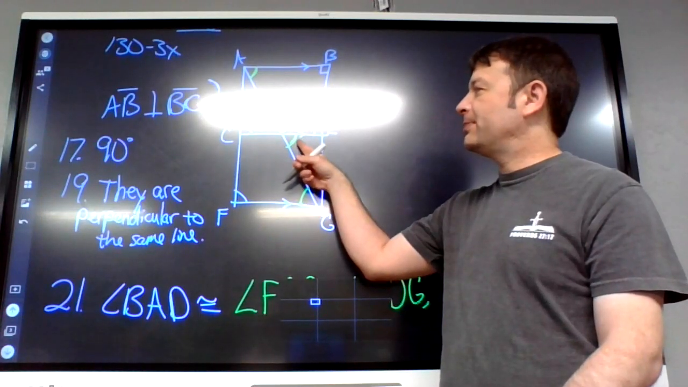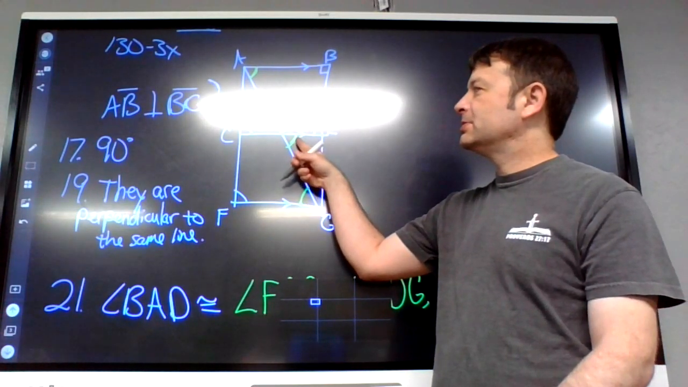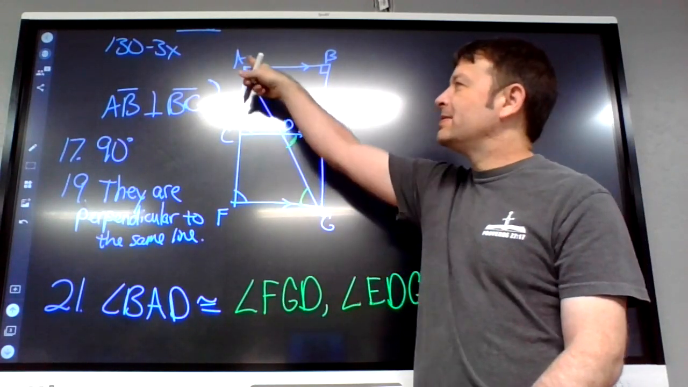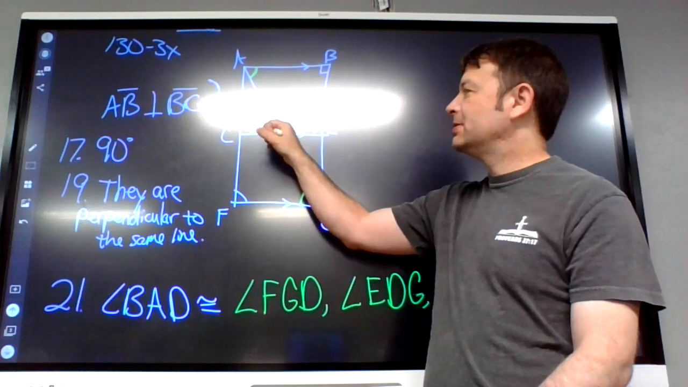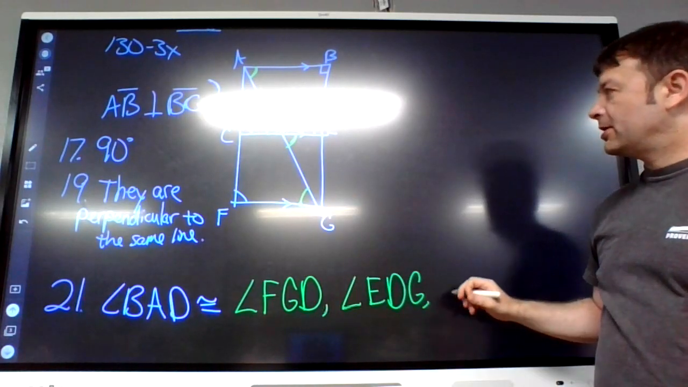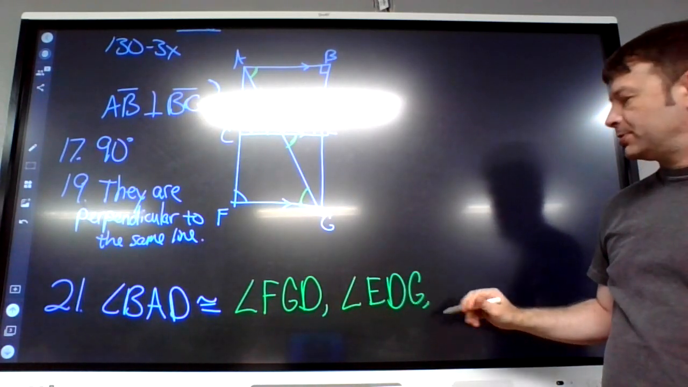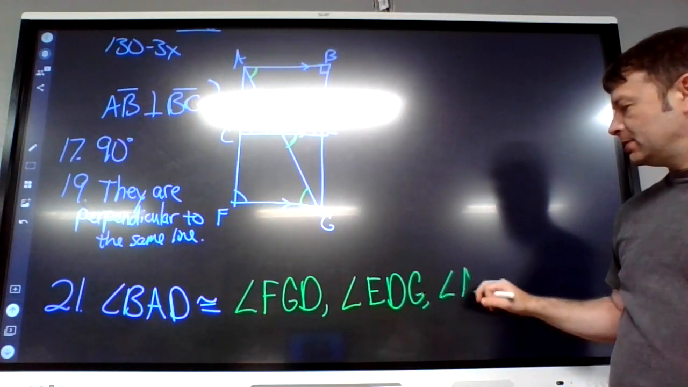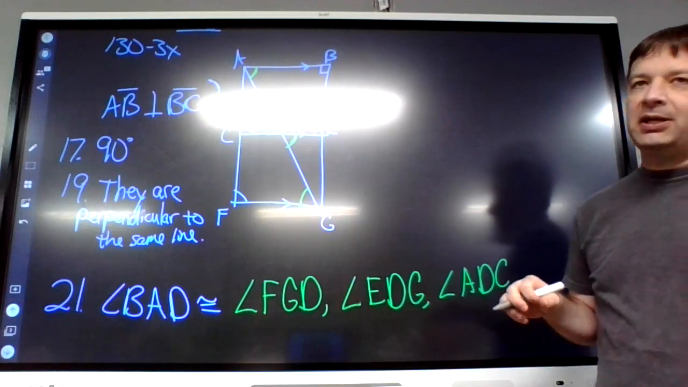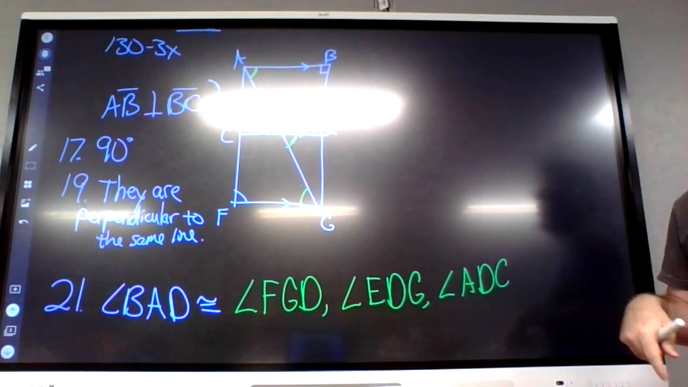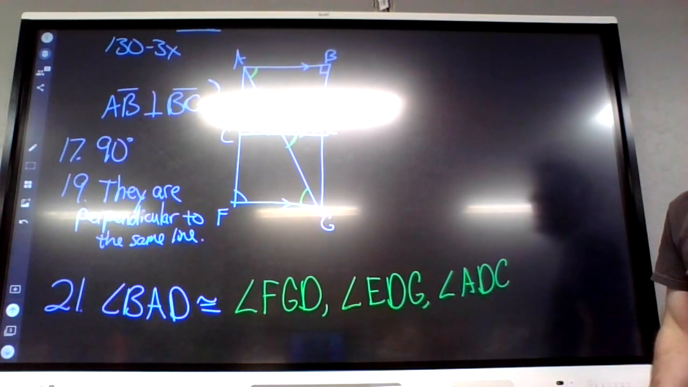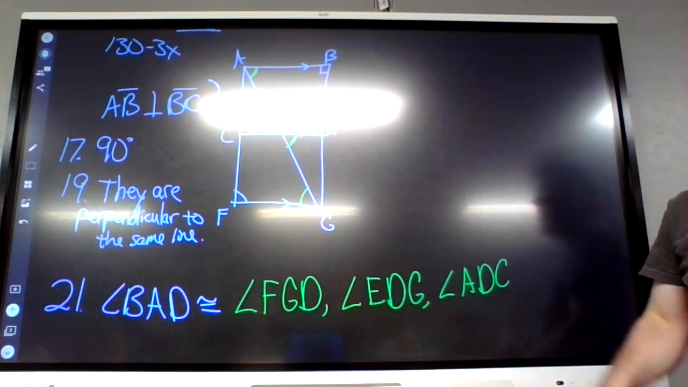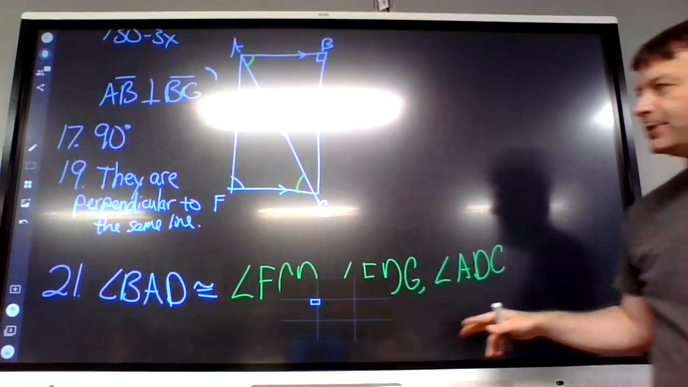What's this angle have to be the same as? DCA. What's that called? ADC. ADC is also an alternate interior angle. It's using a different line. You could call it CDA. I don't know, maybe somebody said CDA. You can't call it DCA though. You go from the side to the vertex to the side like you're drawing the angle. Anyway, okay, that's all three.